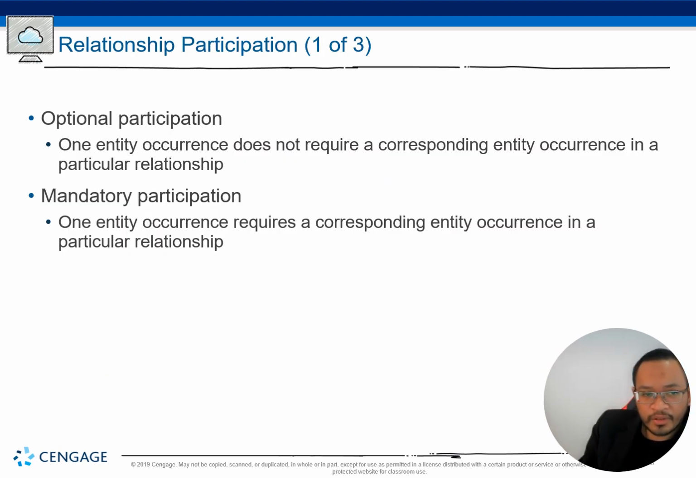And for relationships, we have optional participation and mandatory participation. Optional means that one entity occurrence does not require a corresponding entity occurrence in a particular relationship. It means that when you are adding data into a certain table, you don't need to use the primary key from this table or this entity. While for mandatory, it is mandatory to have. Mandatory means that you need to have the primary key, the foreign key, in order to make a relationship between the tables.